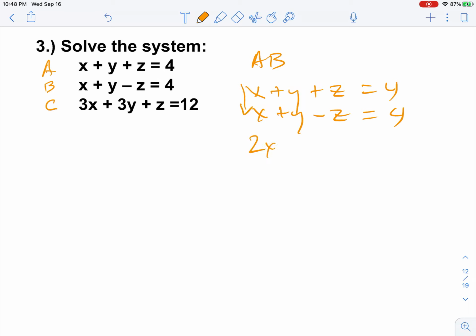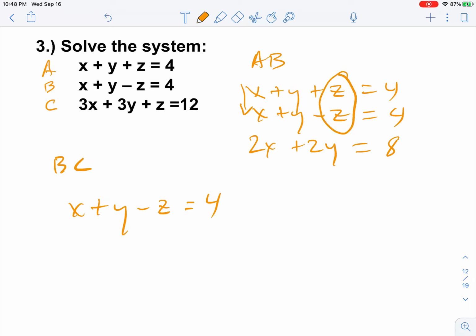When I add the columns, I get 2x plus 2y equals 8. And then when I take B and C together, those things are going to cancel kind of nicely. And remember, I eliminated the z's. You always want to choose a combination where you eliminate the same variable. Don't make the mistake of getting rid of the x's in one and the z's in another, because it doesn't do you any good at all.